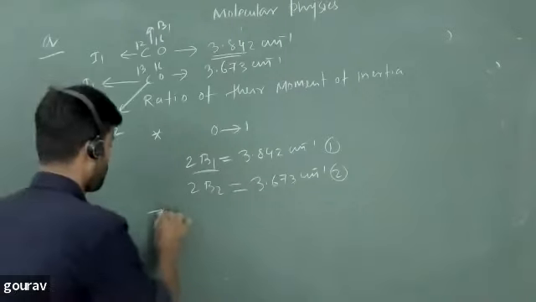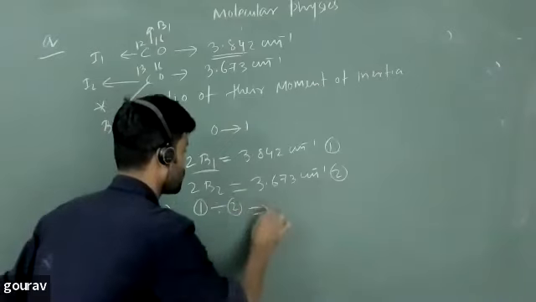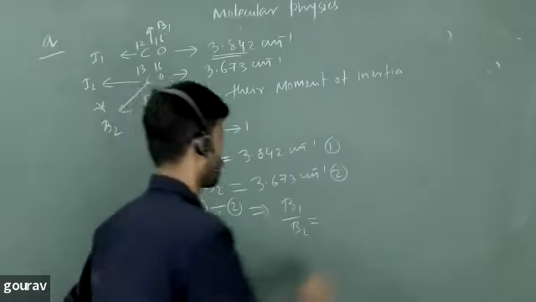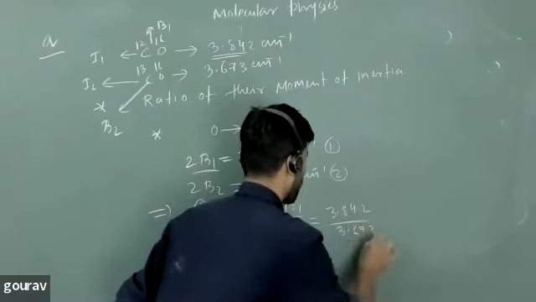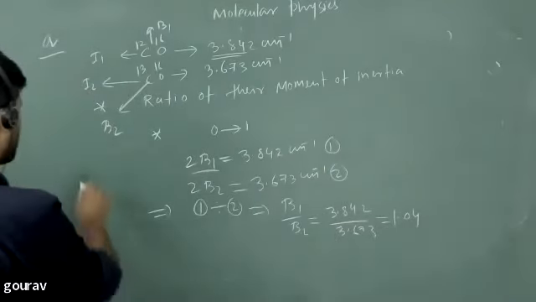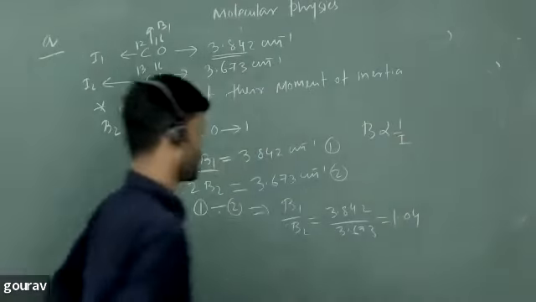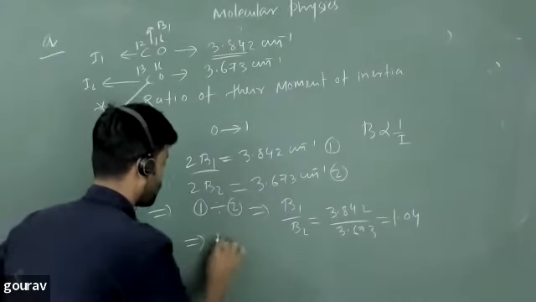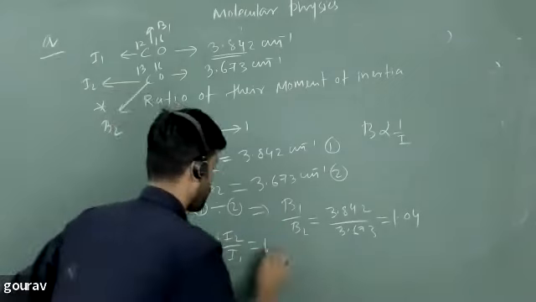So if you divide 1 by 2, then B1 by B2 equals 3.842 divided by 3.673. So it will be 1.04. And we know B is inversely proportional to I, where I is the moment of inertia. So if it is inversely related, we can write from this that B1 by B2 will become I2 by I1. That will be 1.04.